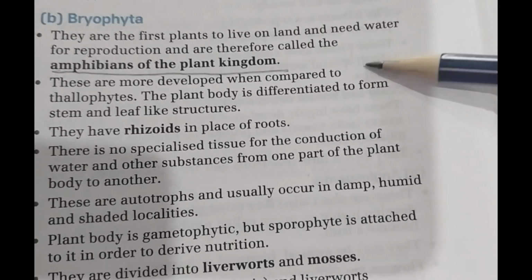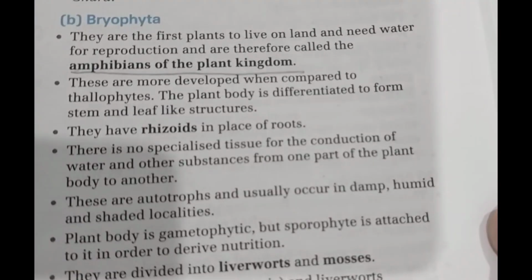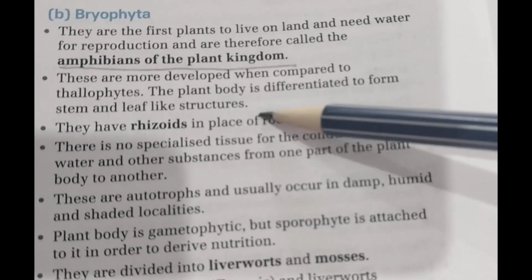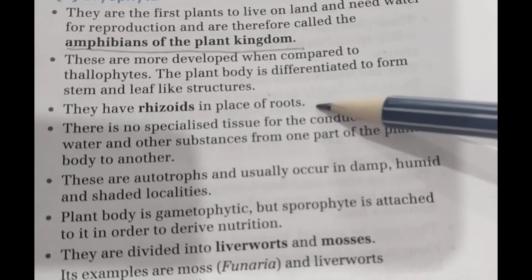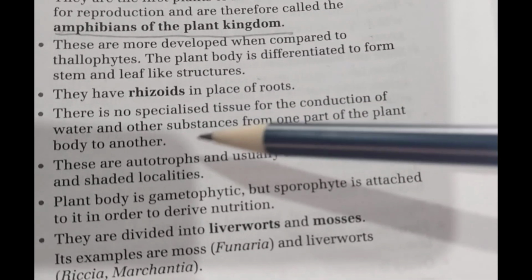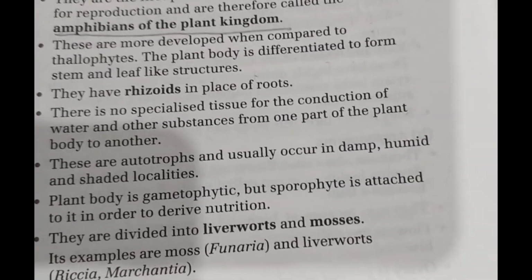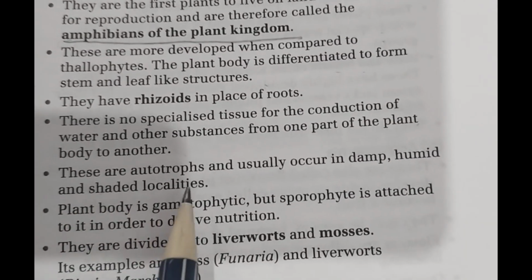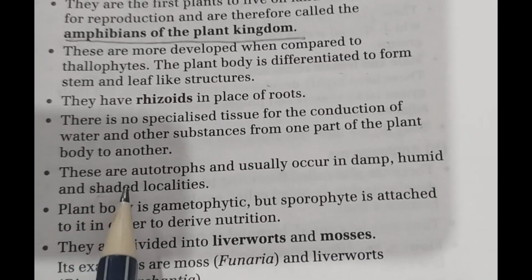These are more developed when compared to thallophytes. The plant body is differentiated to form stem and leaf-like structures. They have rhizoids in the place of roots. There is no specialized tissue for the conduction of water and other substances from one part of the plant body to another. These are autotrophs and usually occur in damp, humid and shaded localities, right?